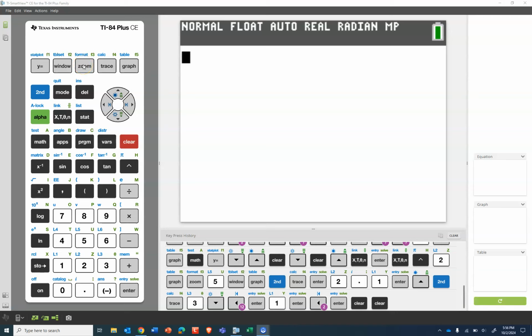So there are 4 things that College Board expects you to be able to do with your graphing calculator. Graph in a specified window. Hopefully you've seen that video. Find where 2 functions intersect. That's what we're going to do in this video. Numerical derivative and numerical integral.